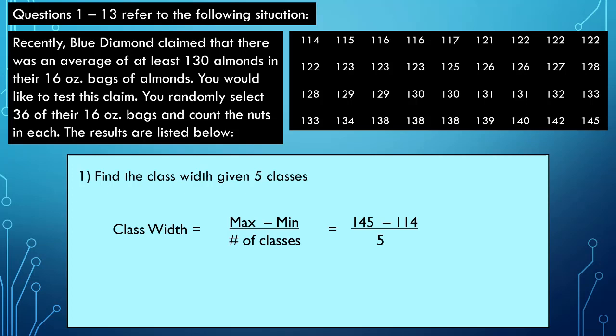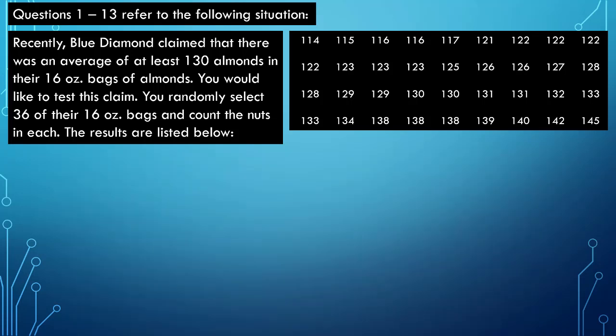So what we're going to do here, we're going to subtract in the numerator. 145 minus 114 is 31 over 5, and 31 over 5 is 6.2. We round that up to the next highest whole number, so the class width is 7. So that would be your answer to question number 1. Question number 2.